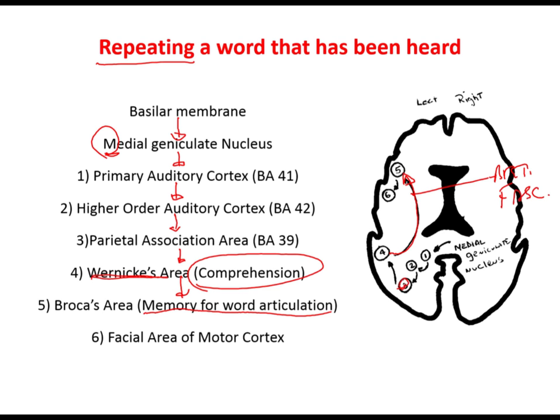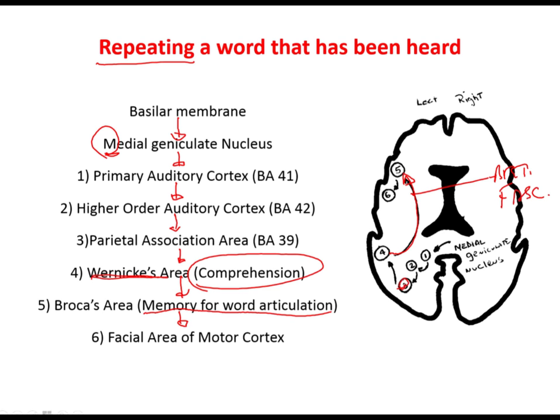This is where you basically now recruit the different muscles required for your auditory output or for the vocalization. So from Broca's area, you recruit the different muscles. From Broca's, you activate the facial area of the motor cortex, and then those muscles will be recruited, and you can basically say it. So those are the different intervening steps for repeating a word that has been heard.